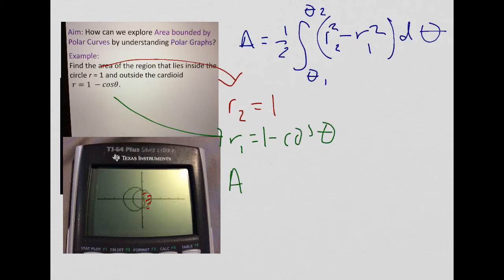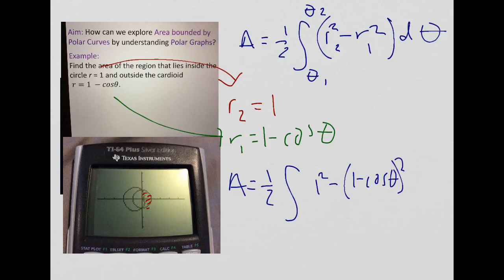So if I plug that into our formula, we can take out the 1/2, and we're going to write the integral of 1 squared, which I know is 1, minus 1 minus cosine of theta, squared. This is all our expression before we integrate that with respect to theta. And now we just need our theta values where they intersect.